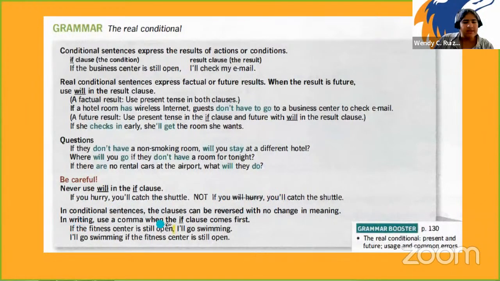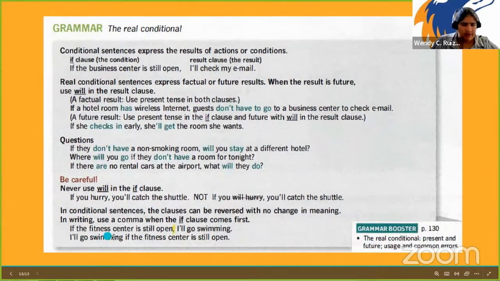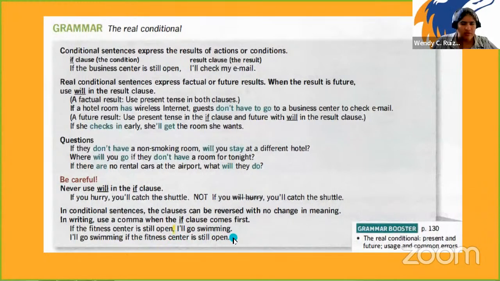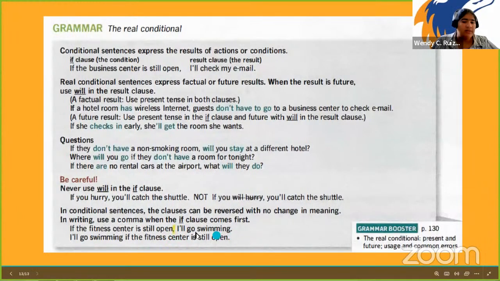In conditional sentences, the clauses can be reversed with no change in meaning. In writing, use a comma when the if clause comes first. Like here, if she checks in early, comma. This is for writing. If the fitness center is still open, comma, I'll go swimming. But not the other way around, you see?